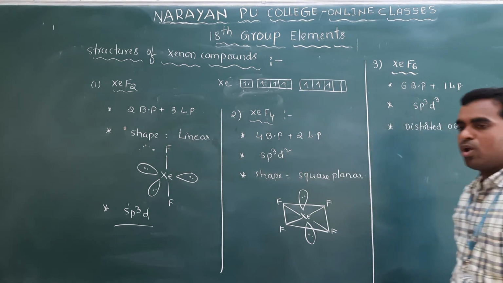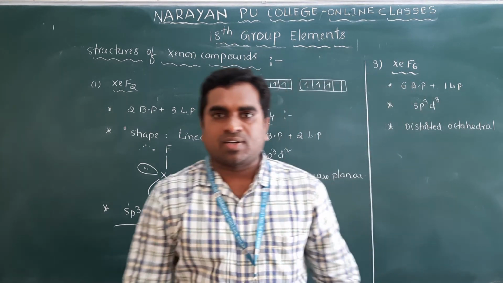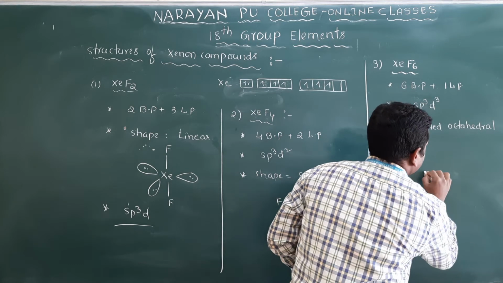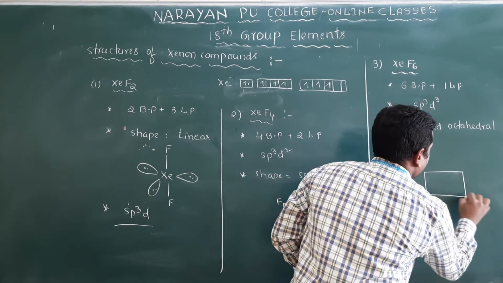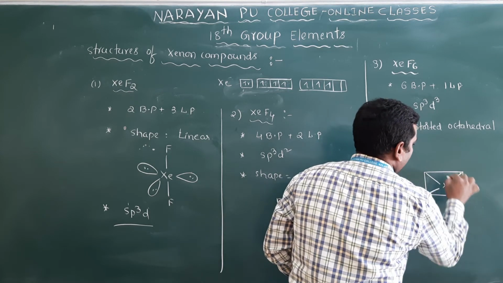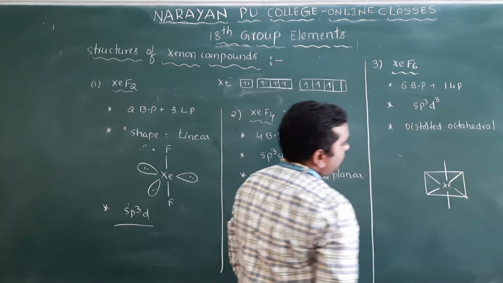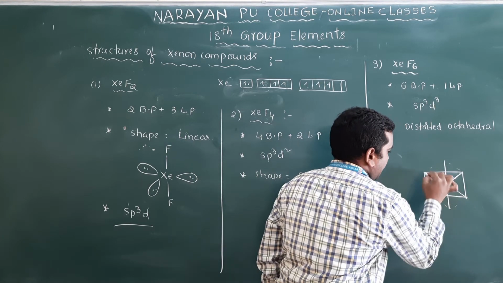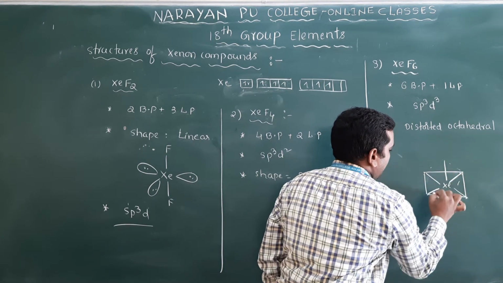What is the shape of the molecule here? Distorted octahedral. What does distorted octahedral mean? This is clear. If you take the central atom, and this is fluorine and fluorine, and here, if you take it in this way, this is exactly octahedral. If you do it like this, then it is exactly octahedral.